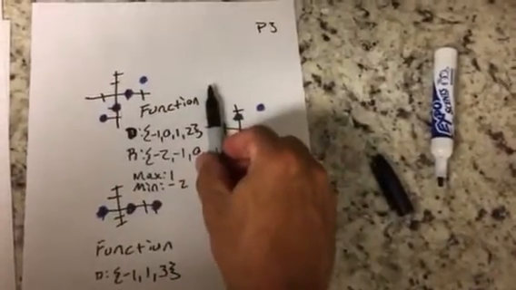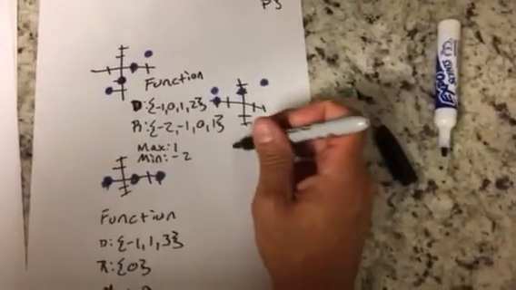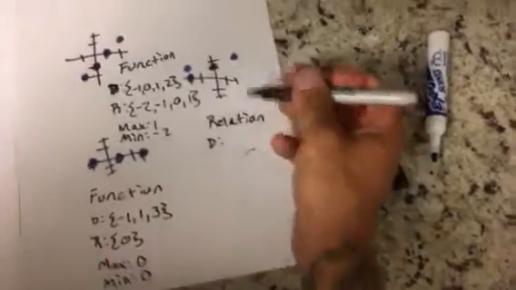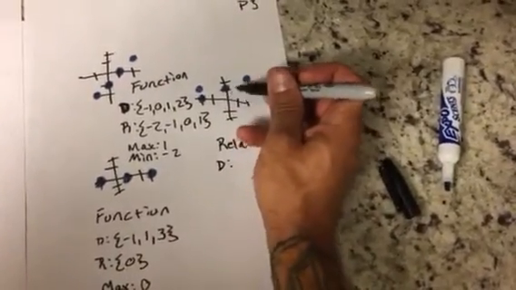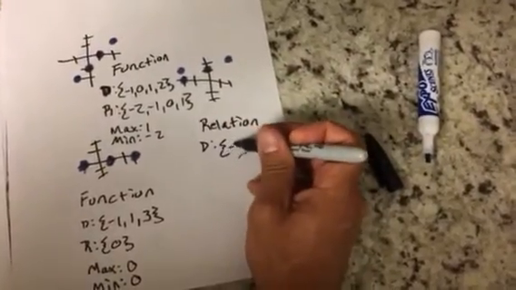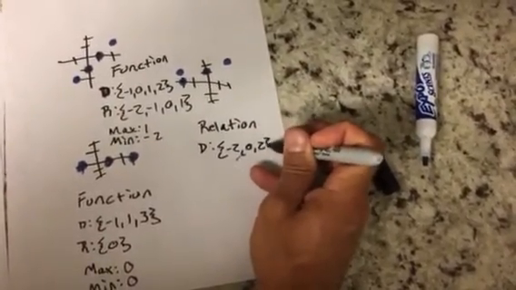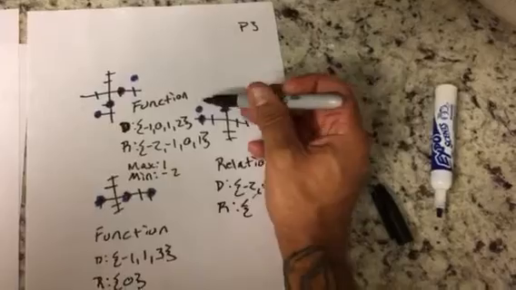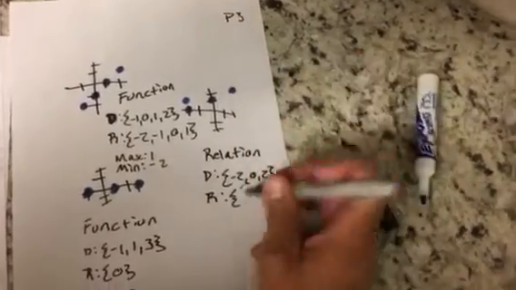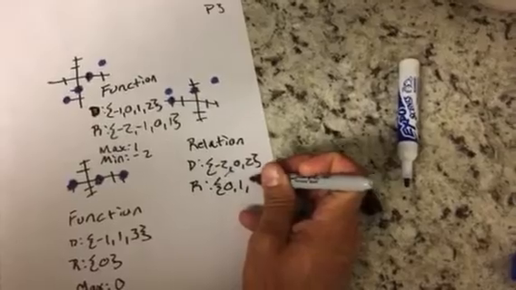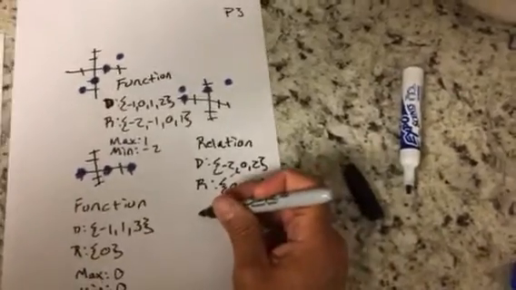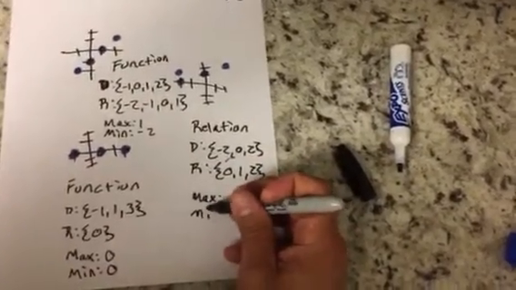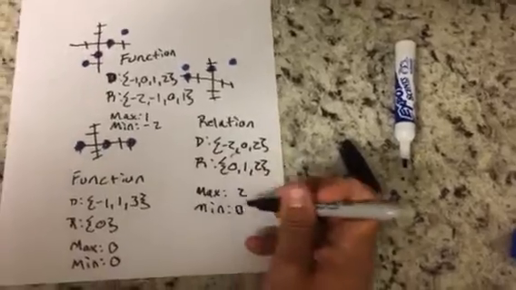This one, I noticed that it hits these 2 blue points at the same time, so this is a relation. My domain, this is negative 2 on the x, 0 on the x, and 2 on the x. So negative 2, 0, 2. My range, I have 0 on the y, 1 on the y, 1 on the y, 2 on the y. So 0, 1, I don't need to put it twice, 2. My max, my highest y was at 2. Min, my lowest y is at 0. And that's all we're doing today.